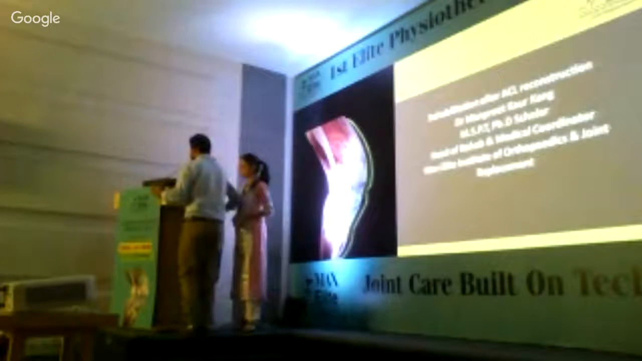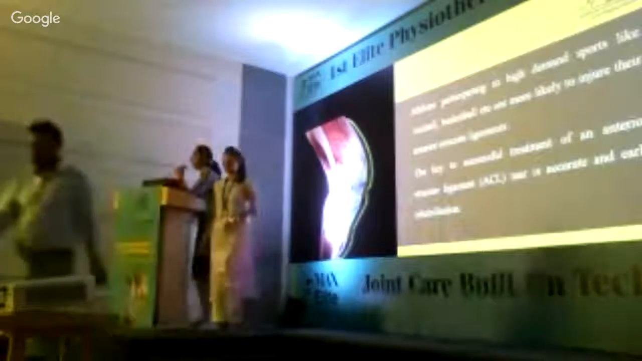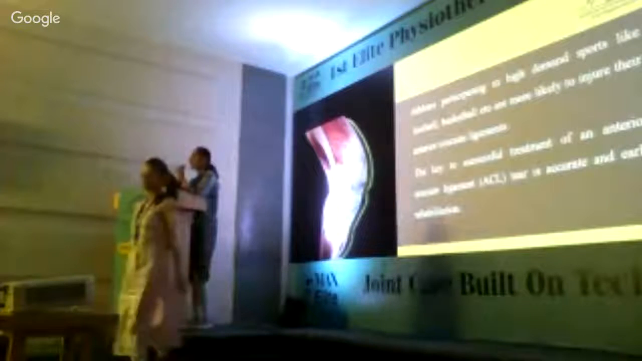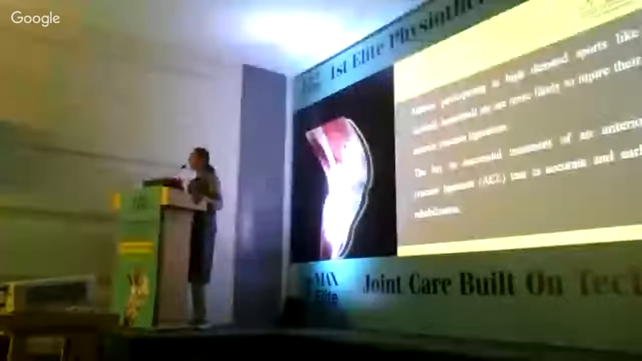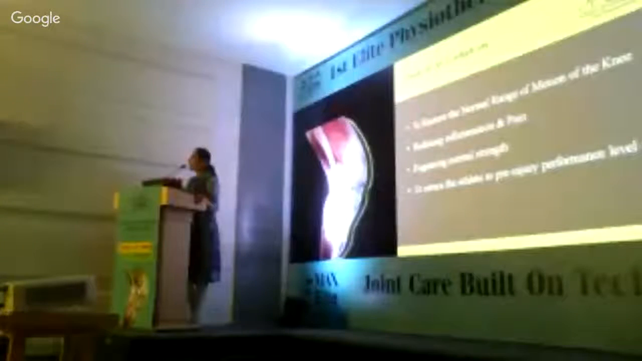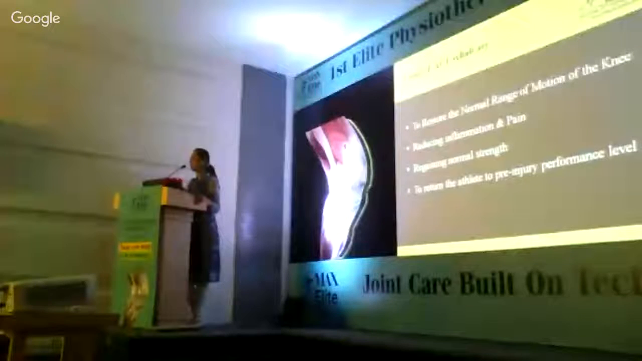Good afternoon once again, everybody. Athletes participating in contact sports, especially basketball and football, are more prone to ACL injuries. Now, the key to successful treatment is accurate and early rehabilitation. Goals of ACL rehab are to restore the normal range of motion, because it's very important for athletes or sportspersons to go back to the field as early as possible.